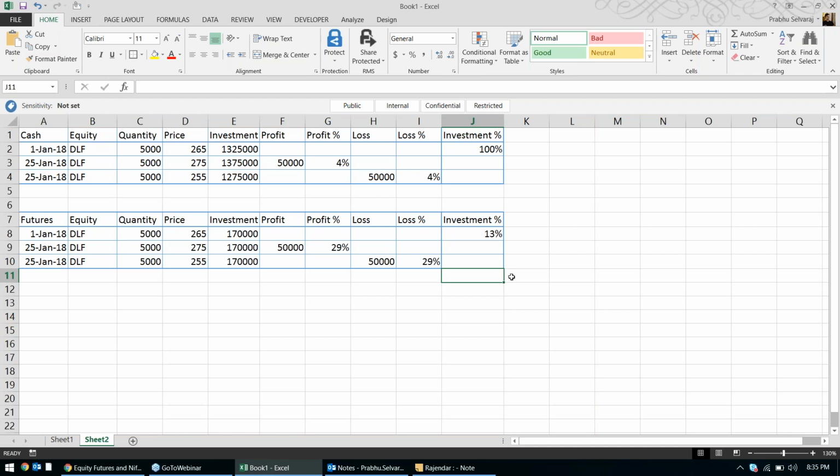What brokerage? 20 rupees per trade. Simple, don't confuse. Brokerage is 20 rupees per trade, whatever you trade: cash, equity, futures, option trade. No change in brokerage.